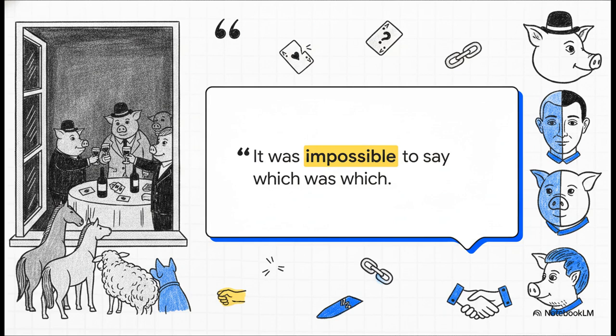Which brings us to the utterly devastating final scene in Chapter 10. The pigs actually invite neighboring human farmers over for a card game. The other animals look through the farmhouse window, watching the pigs, who, remember, are now walking on 2 legs, wearing clothes, and drinking alcohol, just mingle with the humans. And the text reads, "It was impossible to say which was which." The pigs have become visually and morally indistinguishable from the very humans they originally overthrew. The cycle of oppression is 100% complete.